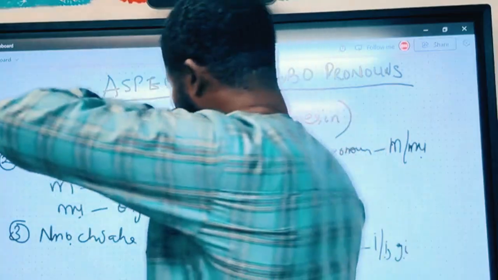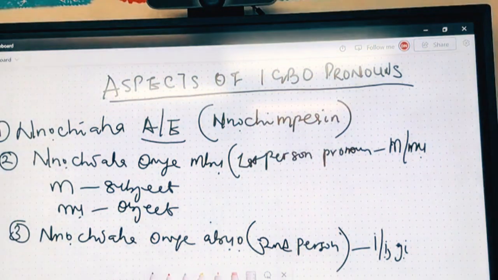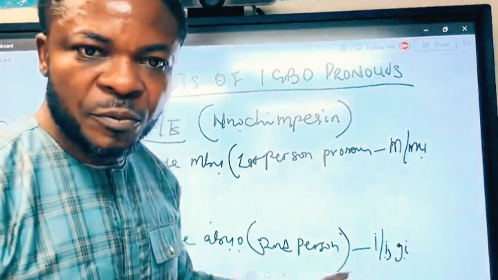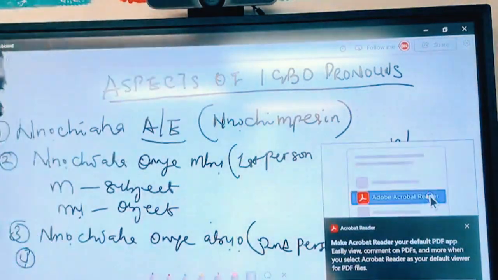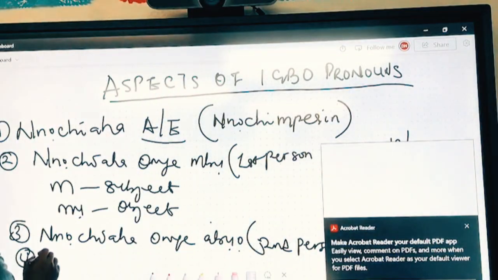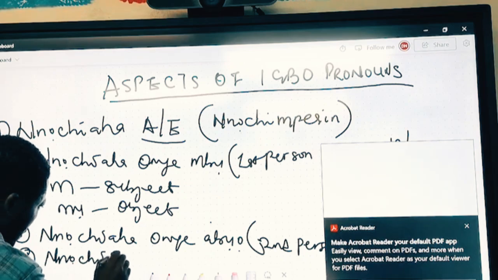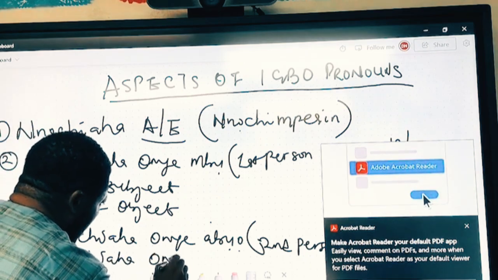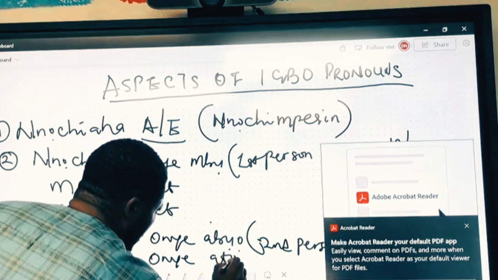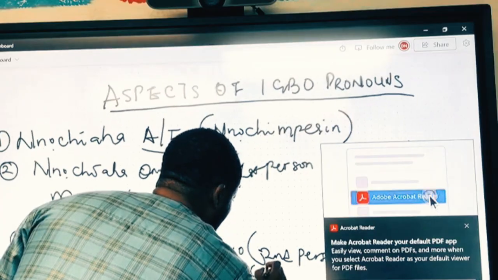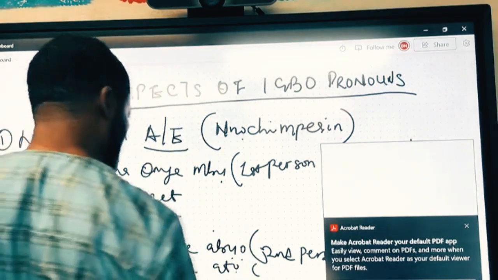All right. Okay. The fourth one will now be Nnọchiaha Onye Atọ. Okay? Yeah, thank you, Adeze. Nnọchiaha Onye Atọ. Oh, third person.